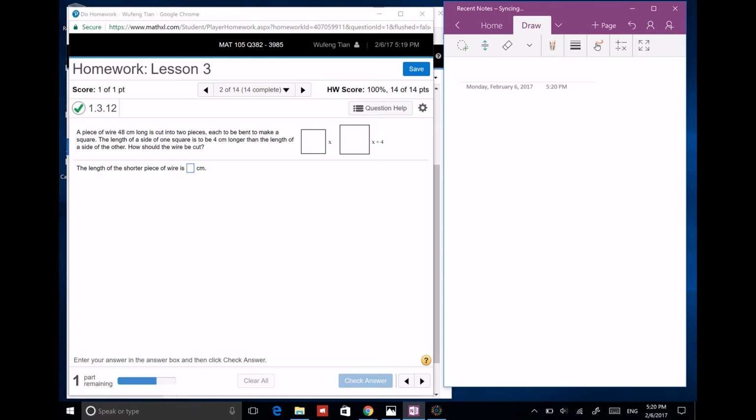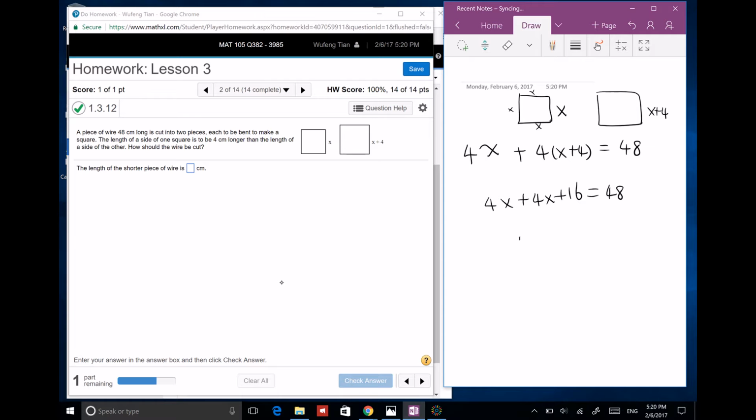Okay, so next one, a piece of wire 48 centimeters long is cut into two pieces, each to be bent to make a square. So the length of a side, you have x. For this one, the perimeter is 4x. For this one, the side is x plus 4. The perimeter is 4 times that, because you have 4 sides. The perimeter for this one is 4x plus 16. So this one equals 48. Then you got 4x plus 16 equals 48. So you got 8x equals 32. You got x equals 4.